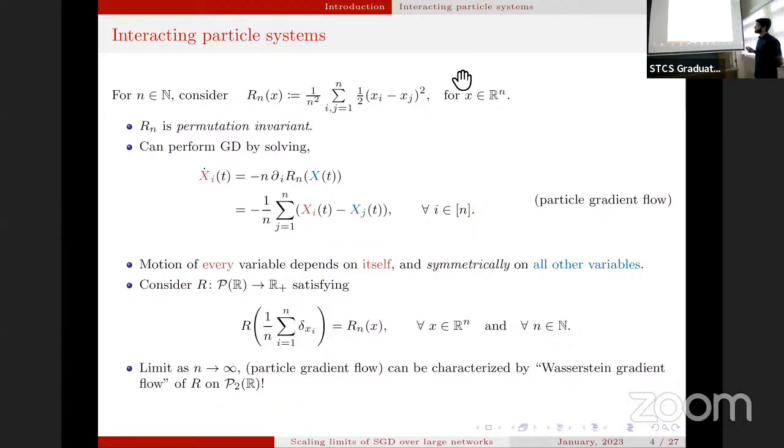Now consider, for every n, I have this function Rn. They are on different dimensional spaces for every n. A common way to lift all these functions to a common space is to define a function on the space of probability measures, such that if it takes an empirical distribution, it evaluates to Rn of x. So now, if you give me any empirical measure, like lots and lots of particles, I will just compute the empirical measure. Because things are permutation invariant, all you need is the empirical measure in order to compute the function Rn of x. So essentially, you want to minimize the function R independent of n, because now, given any n, finite or infinite, I can make sense of optimizing R. Now the question again would be, as n goes to infinity, can the particle gradient flow be characterized as the Wasserstein gradient flow of R on the space of probability measures on R?